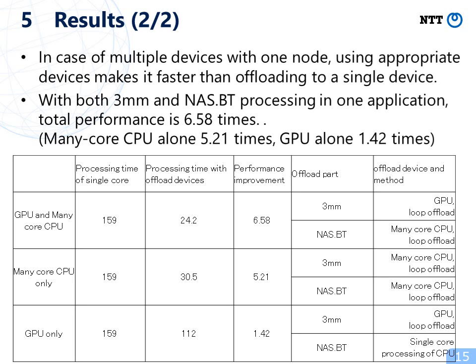Results 2. In the case of multiple devices with one node, using the appropriate device makes it faster than offloading to a single device. With both 3mm and NAS.BT processing in one application, total performance is 6.58 times. When we use GPU and many core CPU for 3mm and NAS.BT processing, the total performance improvement is 6.58 times, but when we use many core CPU only or GPU only, the performance improvement is less than 6.58.